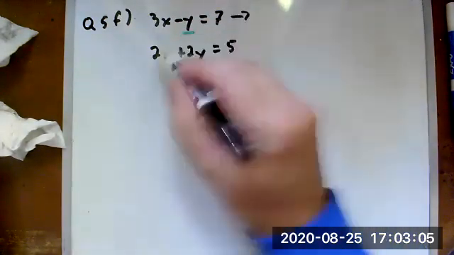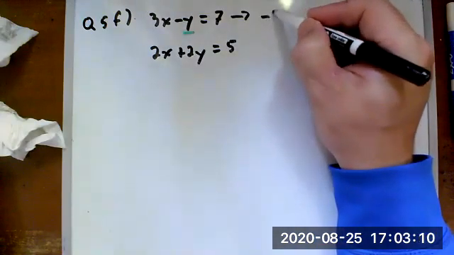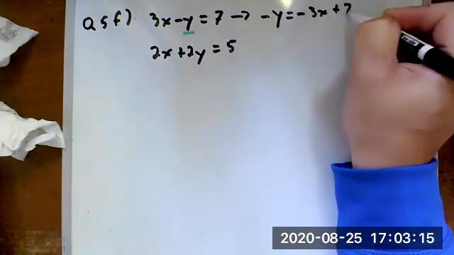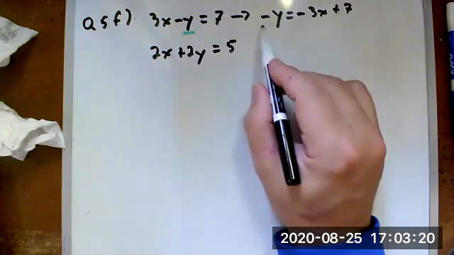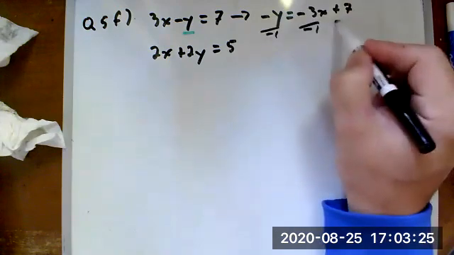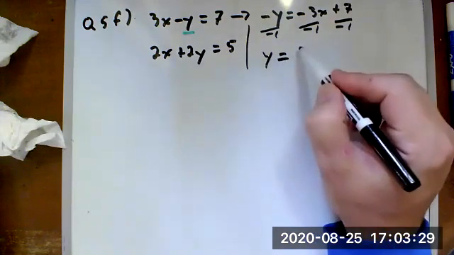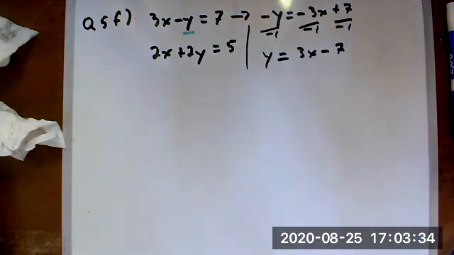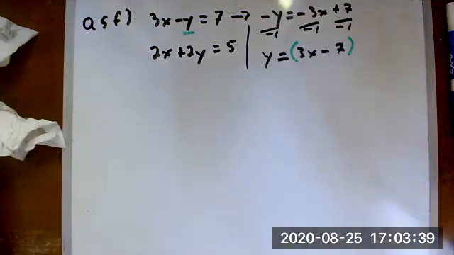So this tells me then if I bring that 3x over to the other side, that I have negative y is equal to negative 3x plus 7. I don't want negative y, I want positive y, so I will divide by negative 1 everywhere. And when I do that, it tells me that y is equal to 3x minus 7. Good. That's the expression I will use for y then. And I will put that into my second equation.